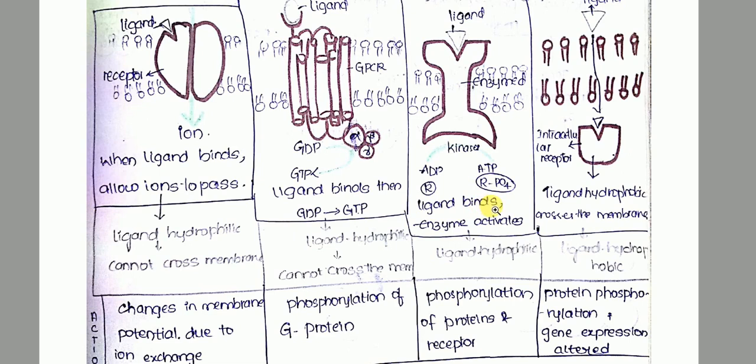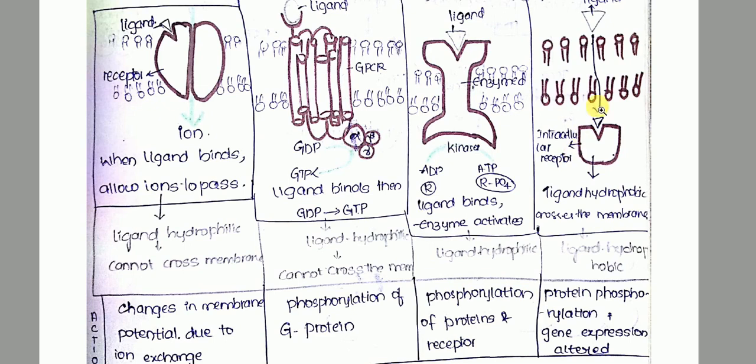So the ligand binds, and the enzyme activates. After the ligand binds to the enzyme, the enzyme gets activated and does its respective functions. The action it brings is phosphorylation of proteins and receptors.